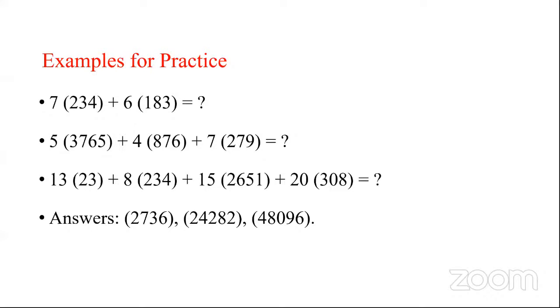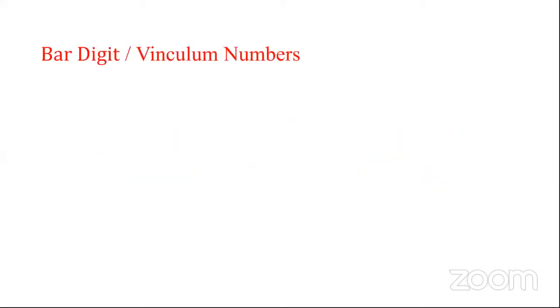Now we move to the next case of our sums of products. Difference of the product. Up till now we used to add. Now see what is the difference. But before going to the difference, Vedic mathematics has a special notation for negative numbers. That notation we will study first, and it is called bar digit or vinculum numbers.